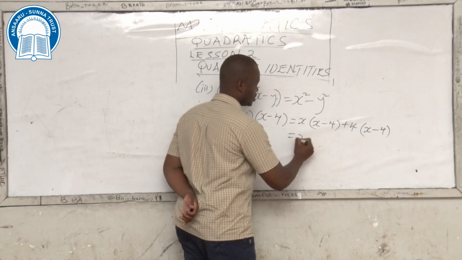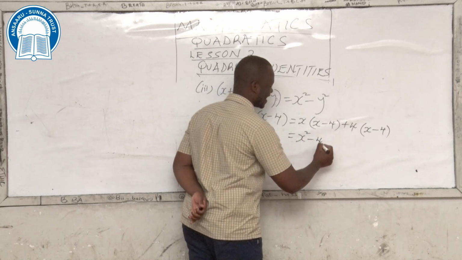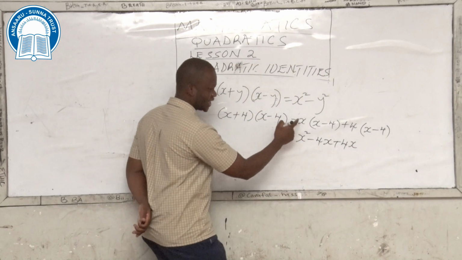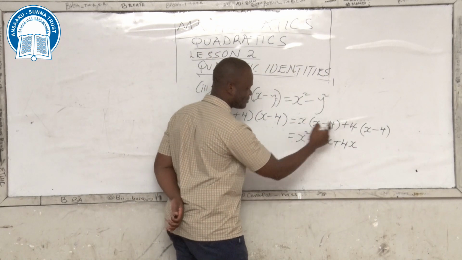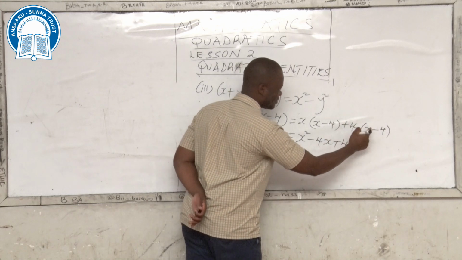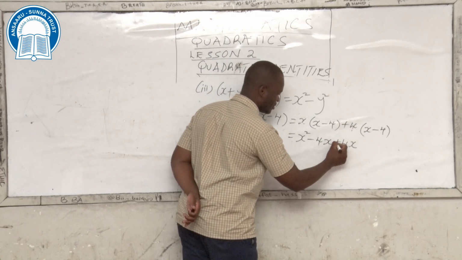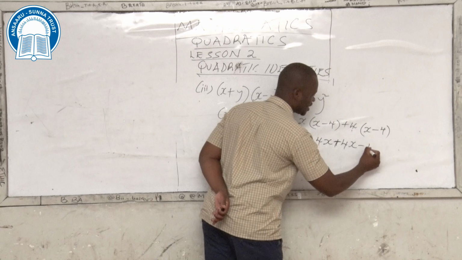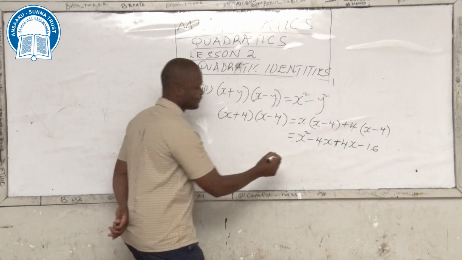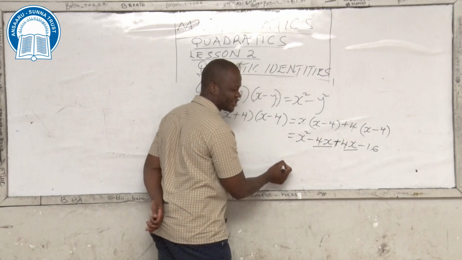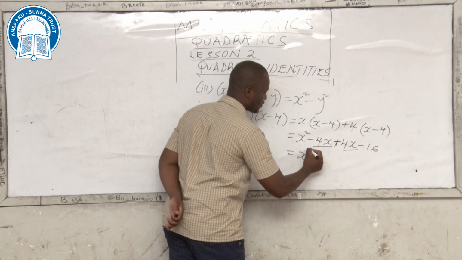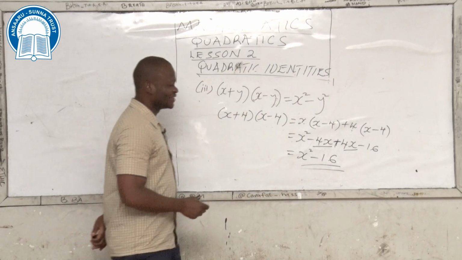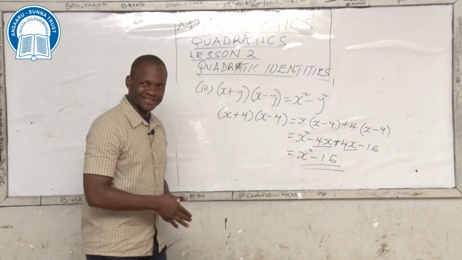So what do we get? We get x squared minus 4x plus 4x. If you're very keen, x by x gives you what? x squared. x by minus 4 gives minus 4x. 4 by x, 4x, which will be a plus. Then this by that, we have a positive, negative. You get minus 16. Then this and that will give us a 0. What do you end up with? x squared minus 16. So you're saying this is the third and last identity.